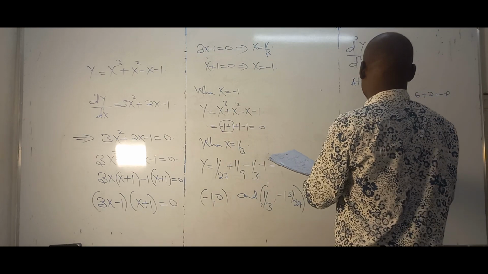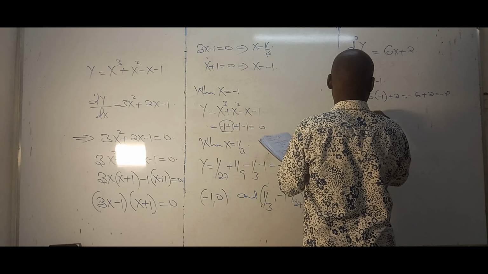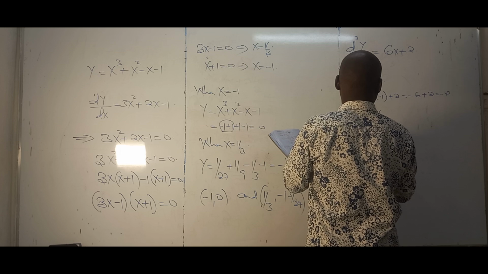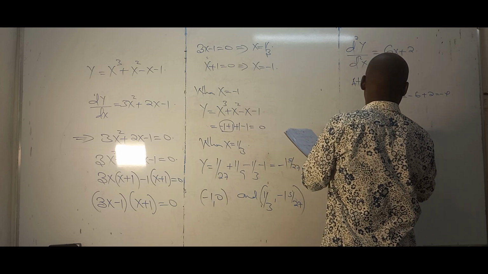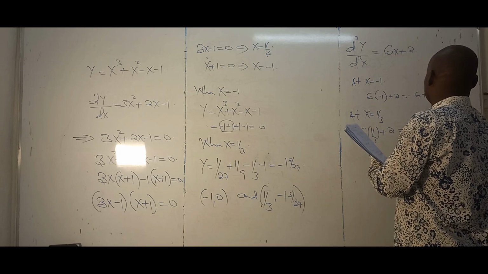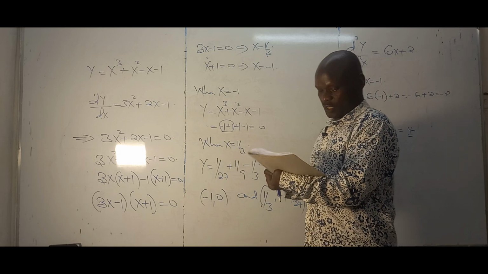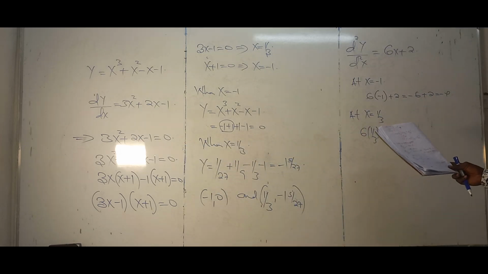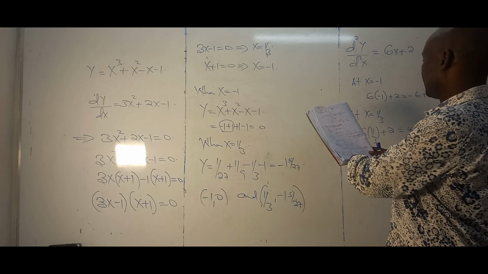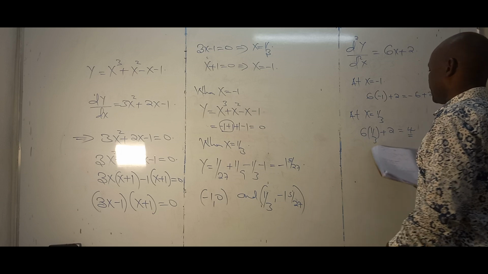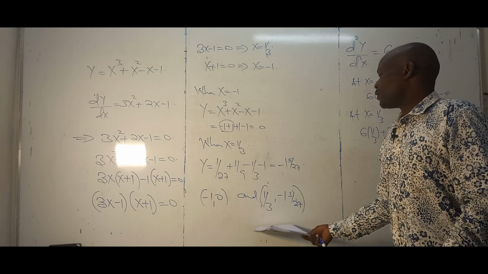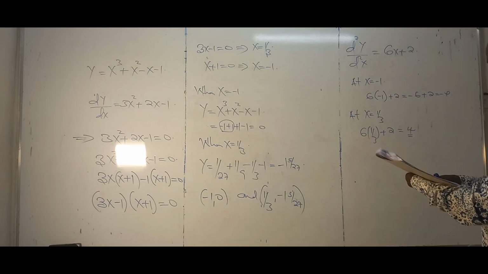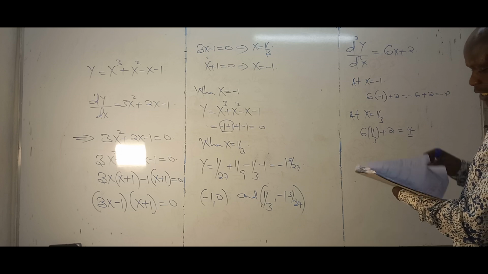Then let's see, at x equal to a third, we have 6 into a third plus 2, and this is 4, and that's positive. So at x equal to a third, that is a minimum point. At x equal to a third, this is a minimum point, and x equal to -1 is a maximum point. That's what we have.